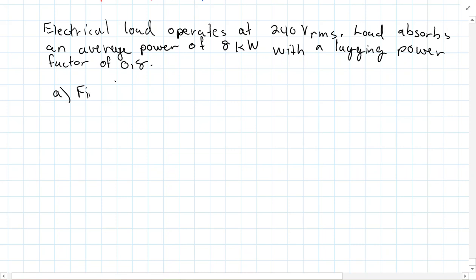So we're going to find the reactive factor, find Q, and then find S. Really, this could just be a problem that says find S, but the steps would be to find the reactive power factor, find Q, and then we find S.